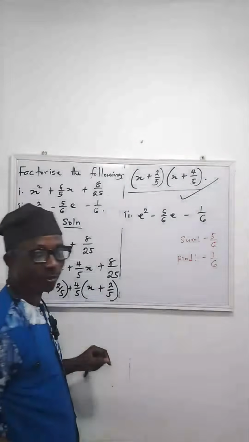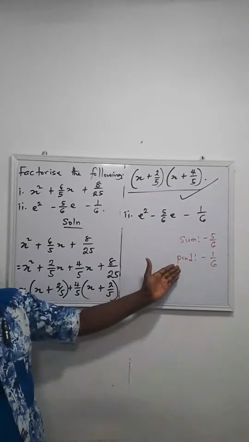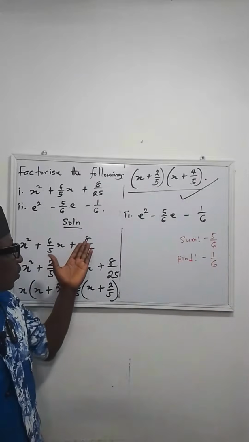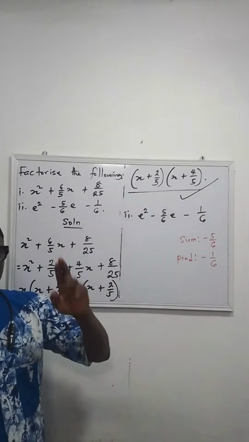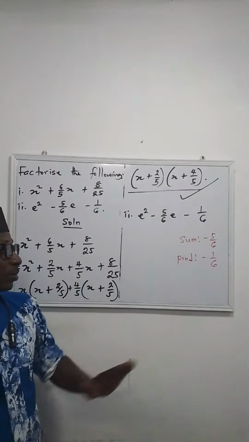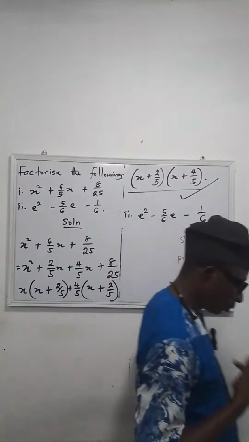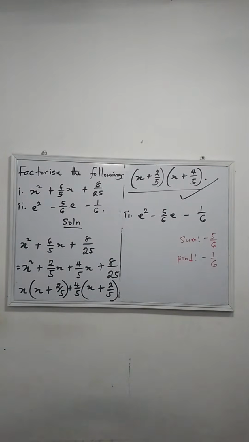This time around, can you tell me the two numbers? This is the sum, this is the product, just like I did this one. Can you give me the two numbers such that when you add them together, you have the sum, and when multiplied together, you have the product? Anyone that wants to give me the answer to that? Am I seeing anybody dropping an answer?